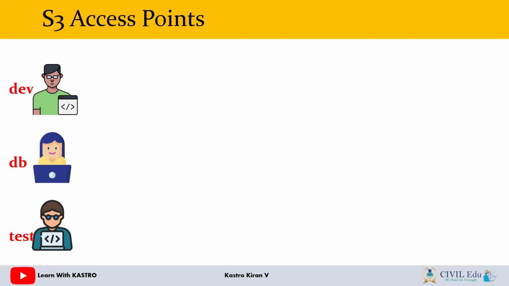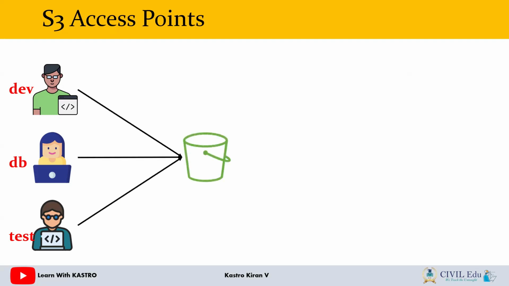Now let's say that all the three people want to access one common bucket. Development team wants to access the same bucket, database team also wants to access the same bucket, and testing team also wants to access the same bucket.